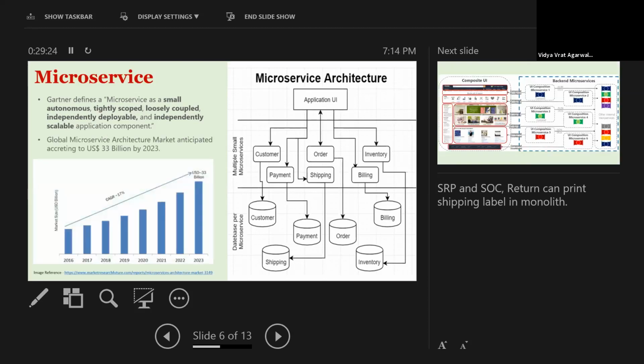Now, this is the interesting part. Microservice is still a buzzword. Not many people know about it. Not many people know how to implement it. Not many people know what it can do for us and whether I am ready to go and do it or not. There is still a lot to happen.